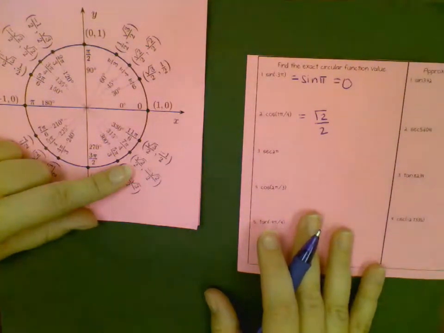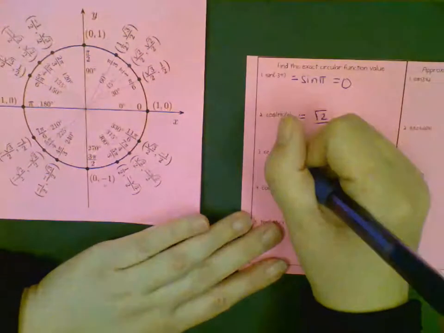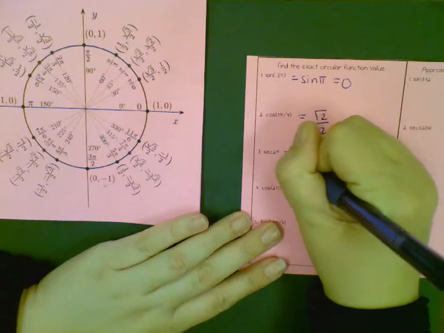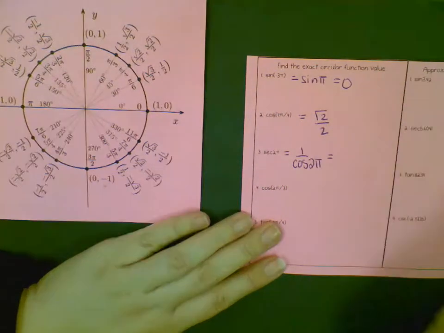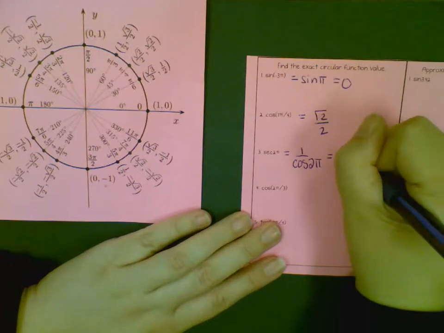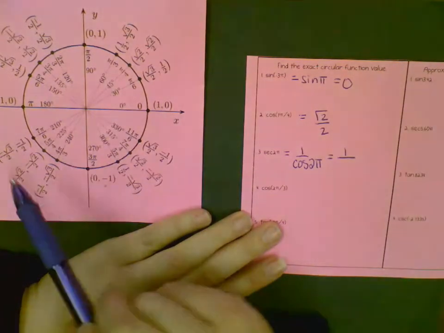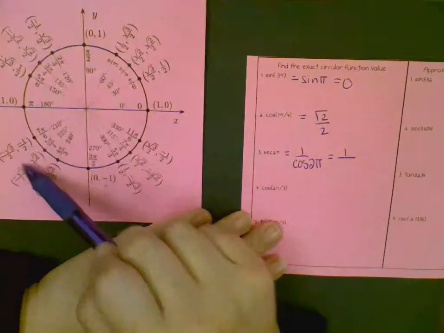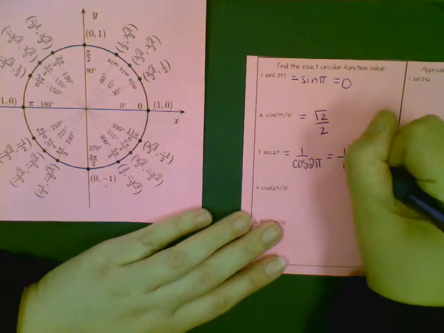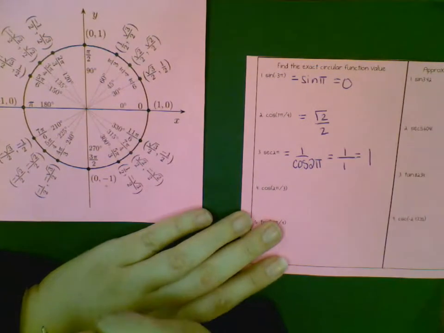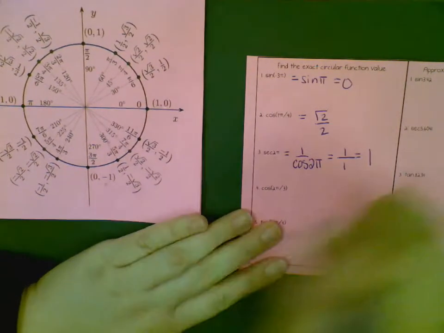Okay, so secant of 2 pi. Well, I know that secant is really the reciprocal of cosine. So if I take the reciprocal, I get 1 over the cosine of 2 pi. 2 pi is right here. Cosine is 1, so the cosine of 2 pi is 1. So the secant of 2 pi is 1.